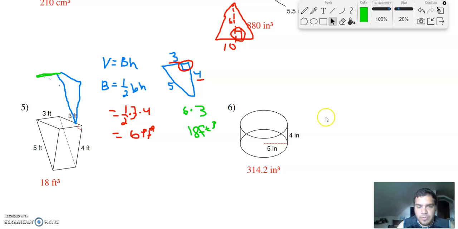Otherwise, I hope this really helps you guys, and use this to also help you with the pyramids, because the pyramids are very similar, okay?